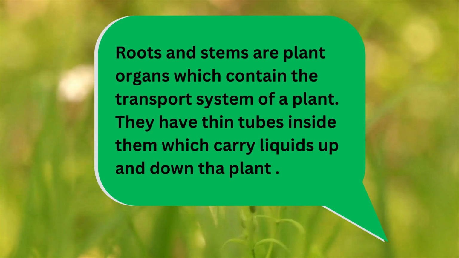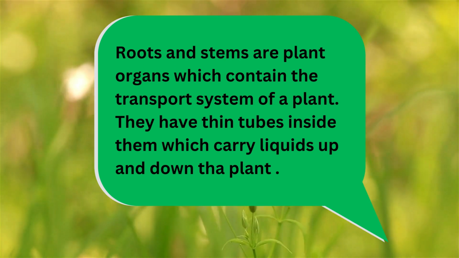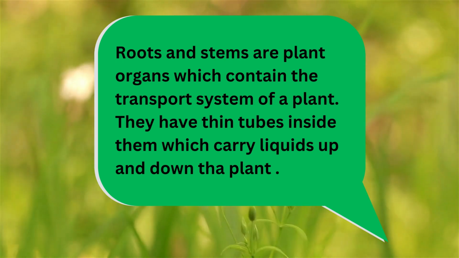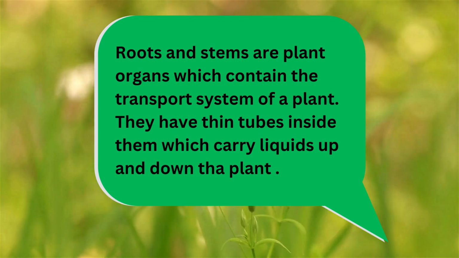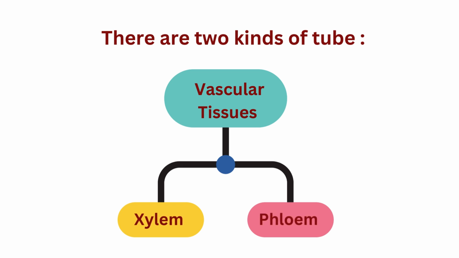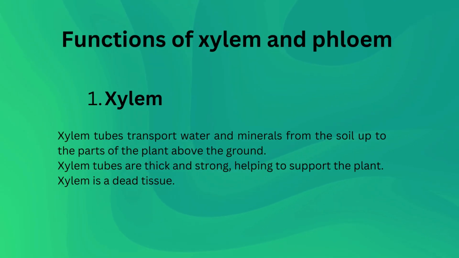Roots and stems are plant organs which contain the transport system of a plant. The roots and stems have thin tubes inside them which carry liquids up and down the plant. There are two kinds of tubes, xylem and phloem, and they are collectively called vascular tissues. Vascular tissues are specialized tissues in plants that transport water, minerals, and nutrients throughout the plant, and they are composed of two main types, xylem and phloem. Let's have a look at the functions these vascular tissues perform.